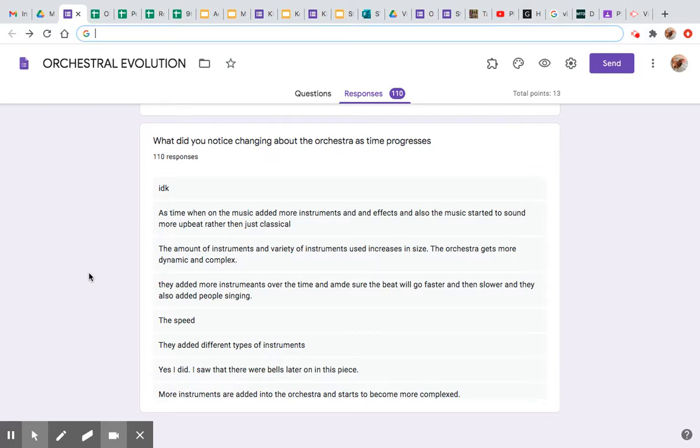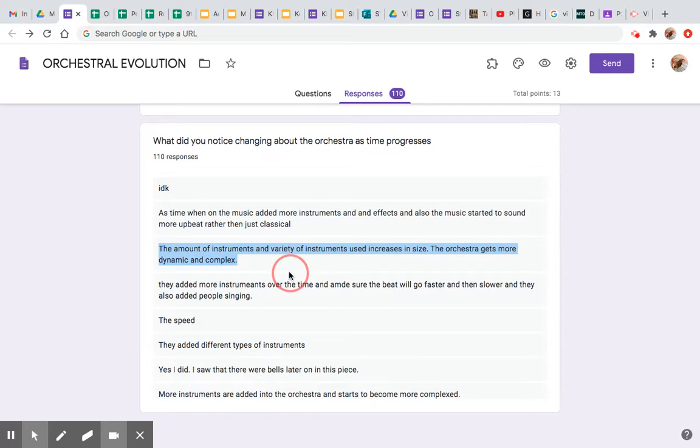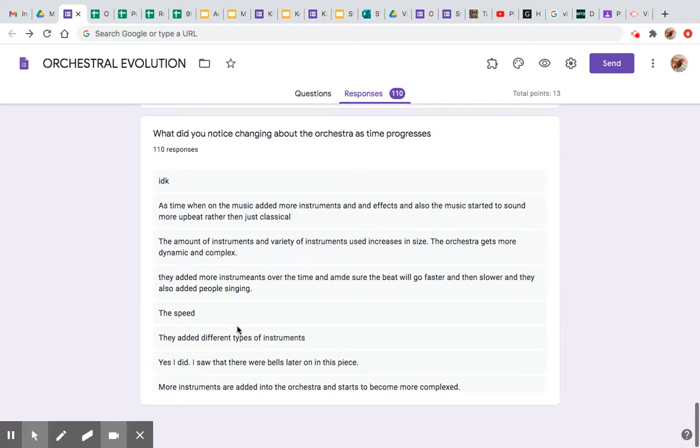And I will say this, responses like IDK are unacceptable. You have to give me some kind of response. The answer to this question was the orchestra increases in size. So this person gave us a nice, thoughtful answer. It says the amount of instruments, variety of instruments, increased in size, and the orchestra got more dynamic and complex. Beautiful answer. Even this answer, they added different types of instruments, is a good answer because that's what I was looking for. So you shoot yourself in the foot hard when you say IDK, or you give me a period, or you give me a non-answer answer, okay?